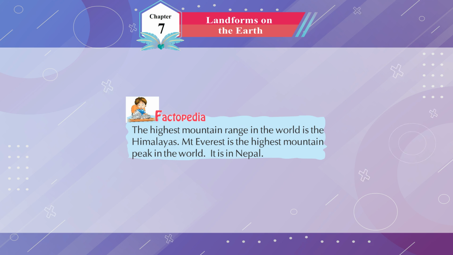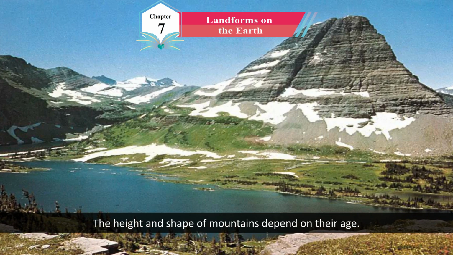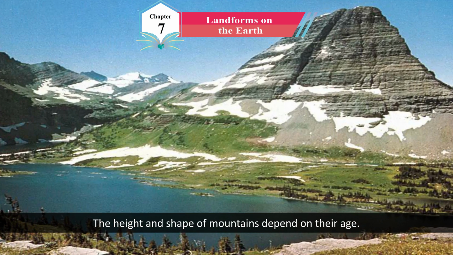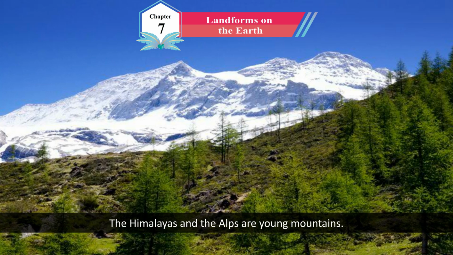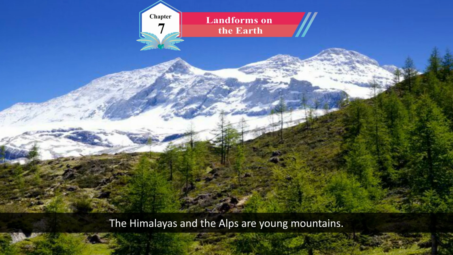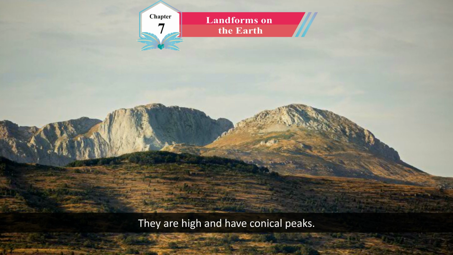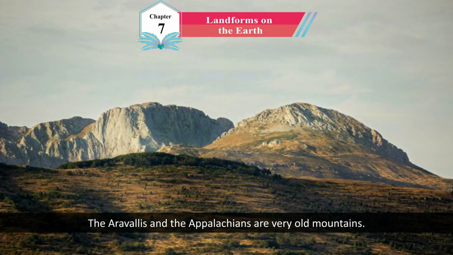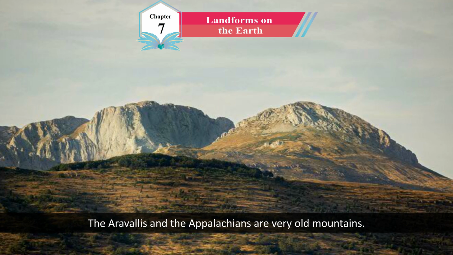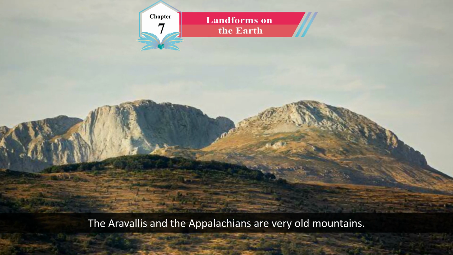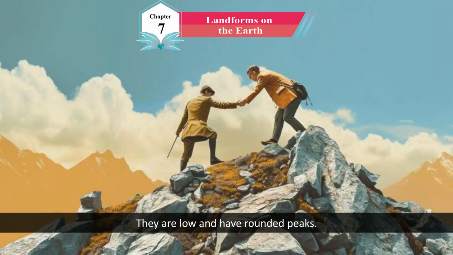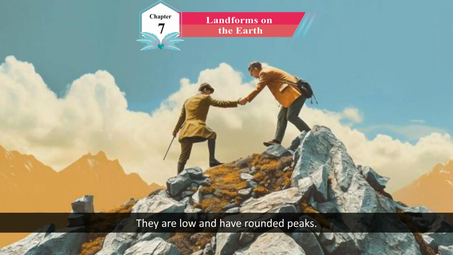Factopedia. The highest mountain range in the world is the Himalayas. Mount Everest is the highest mountain peak in the world. It is in Nepal. The height and shape of mountains depend on their age. The Himalayas and the Alps are young mountains. They are high and have conical peaks. The Aravallis and the Appalachians are very old mountains. They are low and have rounded peaks.